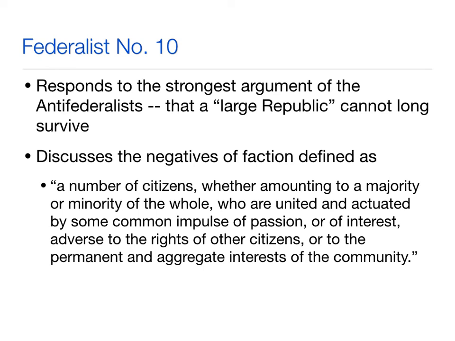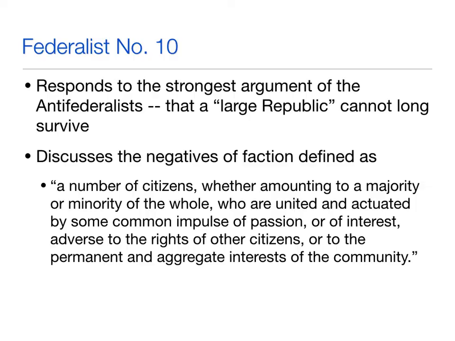But he says, you know what? What they're fearing is not going to happen for one reason. Our country is going to be so big, full of so many interests, that in our government, since our country is so big and diverse, there are going to be so many different organized interests, so many factions represented in the Congress and in the White House, and so on, that no one interest is going to become unduly influential. So all these interests will kind of balance each other out. He writes, a number of citizens, whether amounting to a majority or a minority of the whole, who are united and actuated by some common impulse of passion or of interest, adverse to the rights of other citizens or to the permanent aggregate interests of the community.